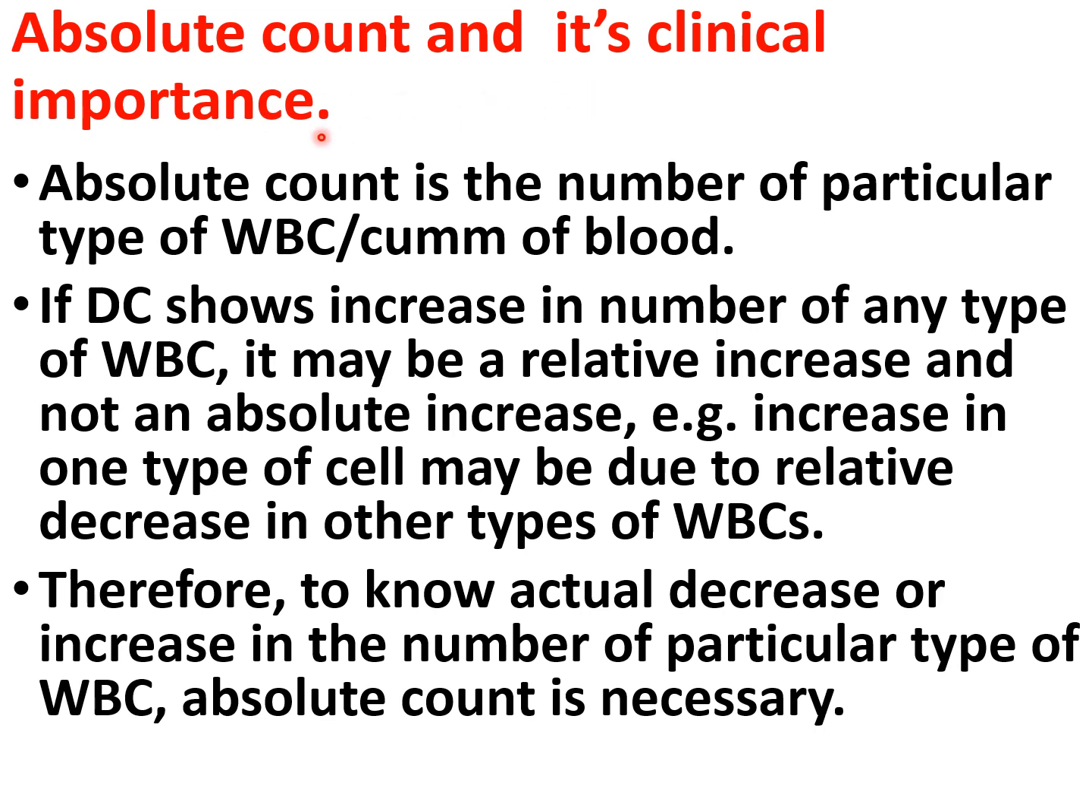Absolute count and its clinical importance. So, absolute count is the number of a particular type of WBC per cubic mm of blood. If the differential count shows an increase in the number of any type of WBC, it may be a relative increase and not an absolute increase. For example, an increase in one type of cell may be due to a relative decrease in another type of WBC. Therefore, to know the actual decrease or increase in the number of a particular type of WBC, absolute count is necessary.